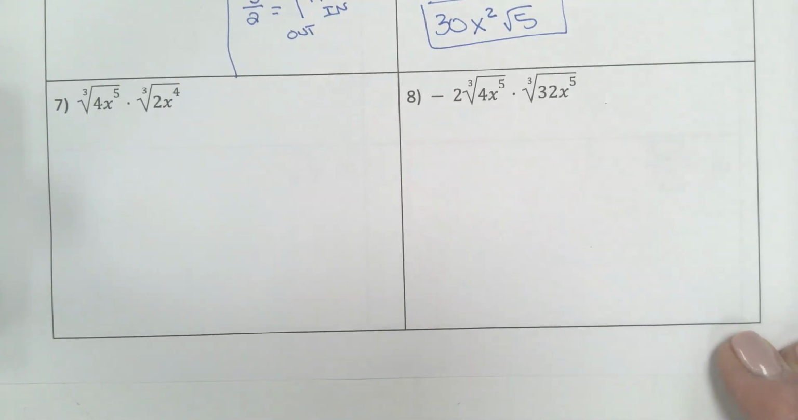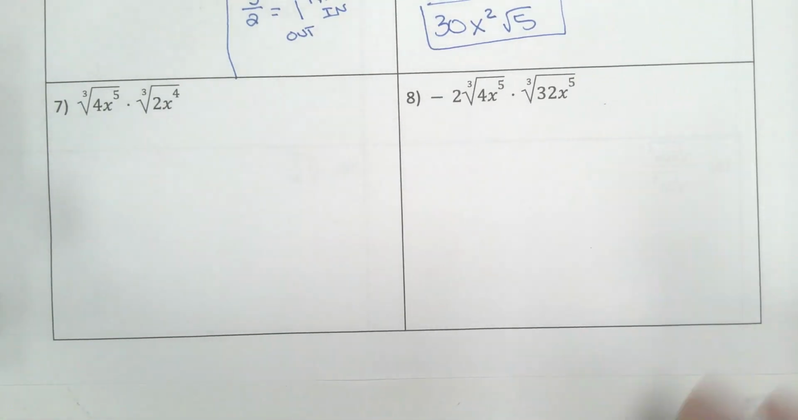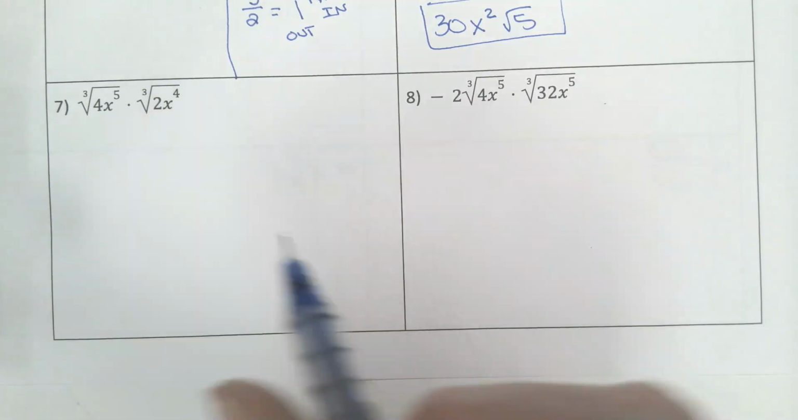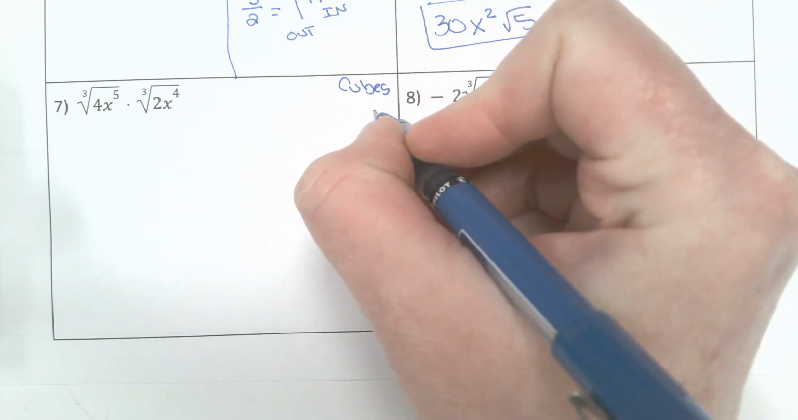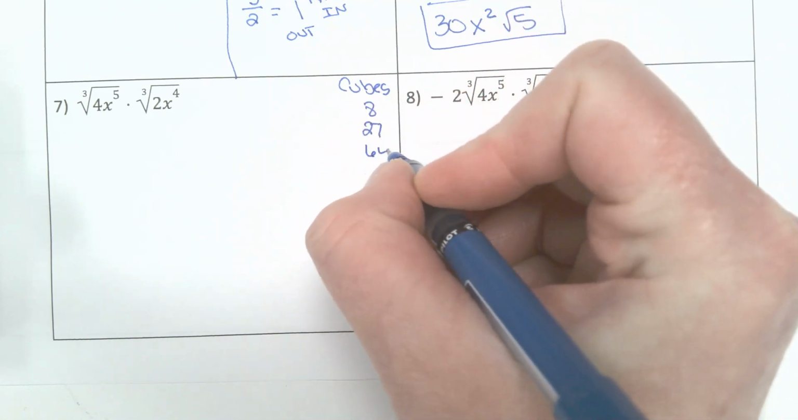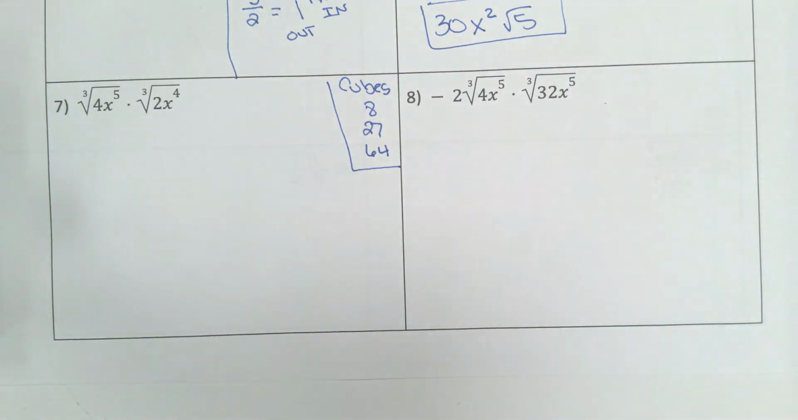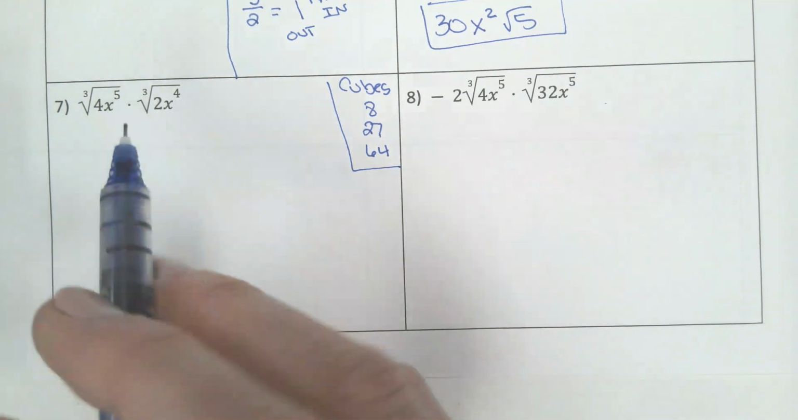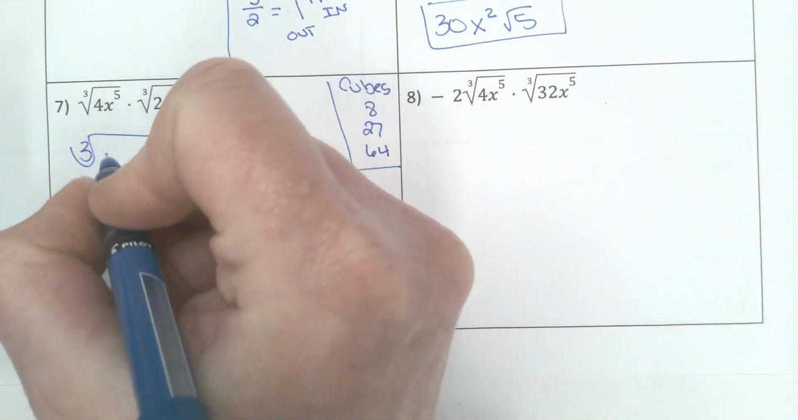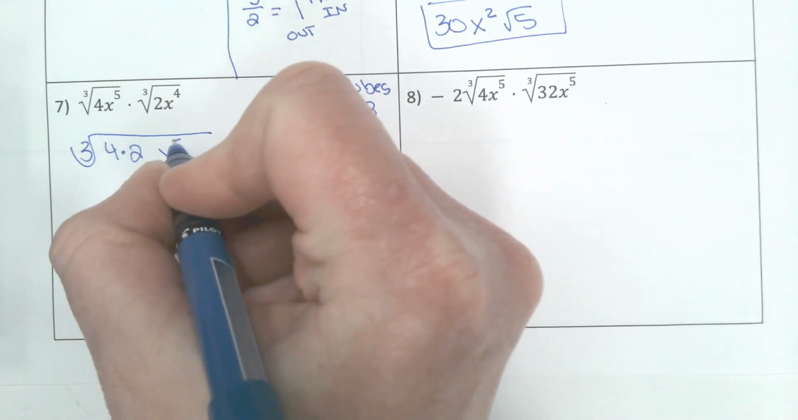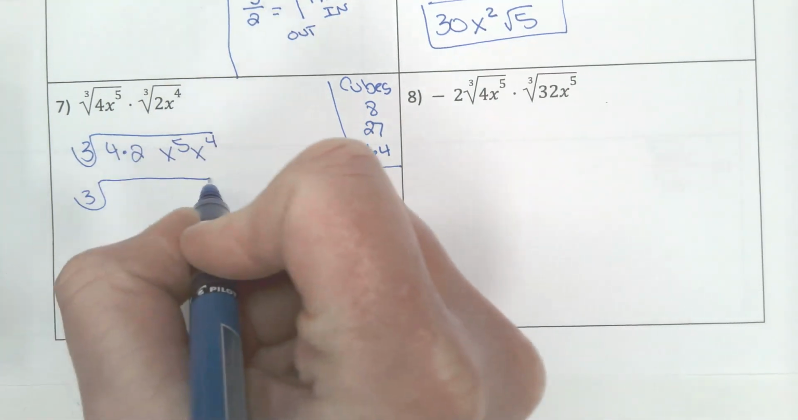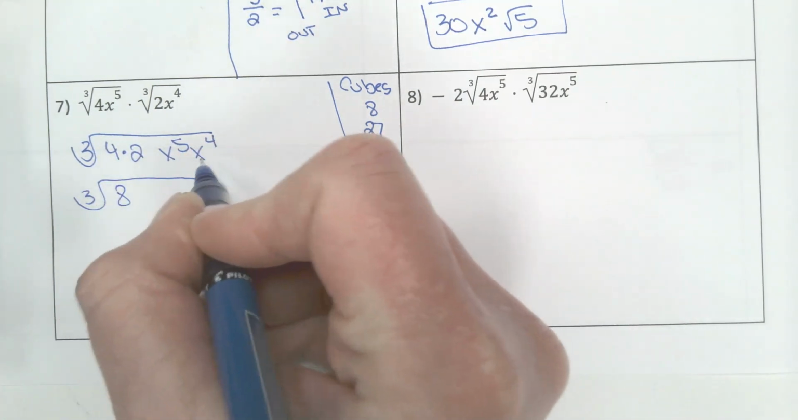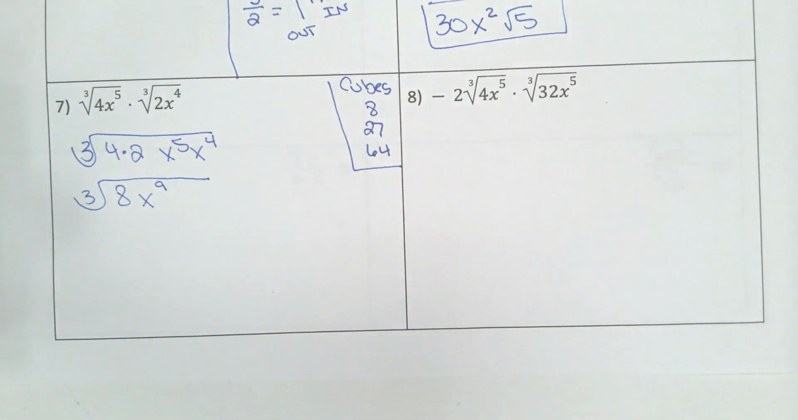Number 7 and 8, now I switch over and I have cubes. So they each have the cube root right there. And so when I see cubes, my perfect cubes are 8, 27, and 64. I'm going to keep those numbers in my mind. So the first thing I'm going to do is multiply these 2 numbers. So I'm going to have 4 times 2 and x to the fifth times x to the fourth. 4 times 2 is 8. When I multiply variables, you add your exponents together.